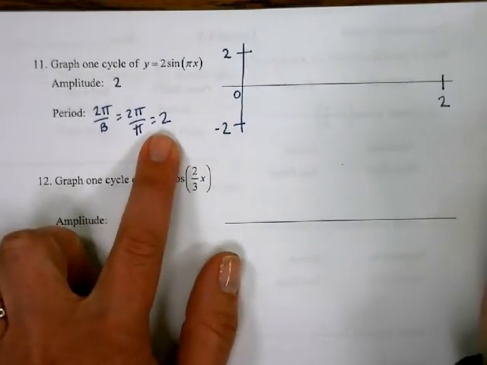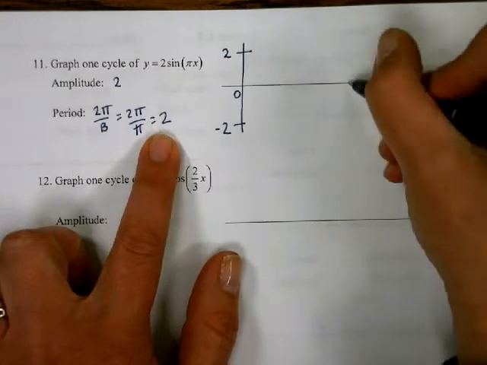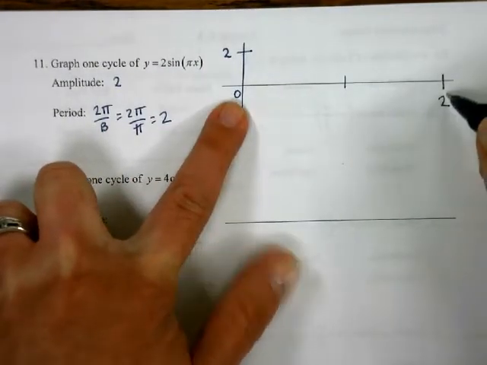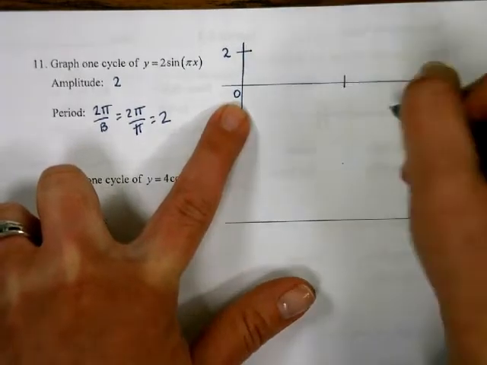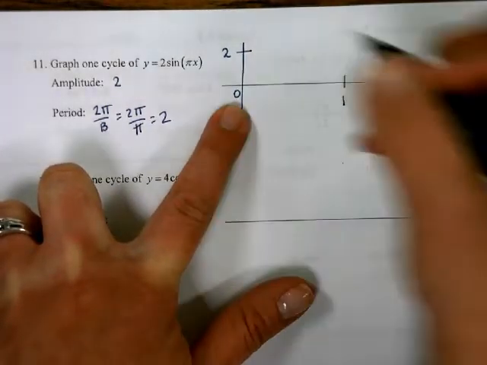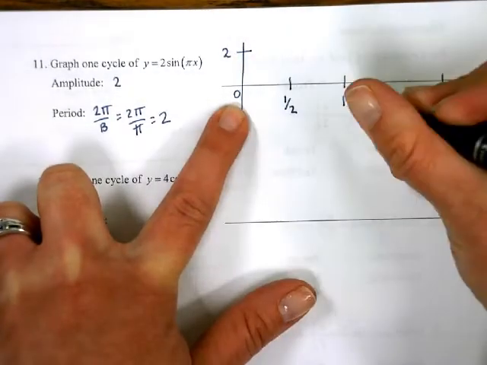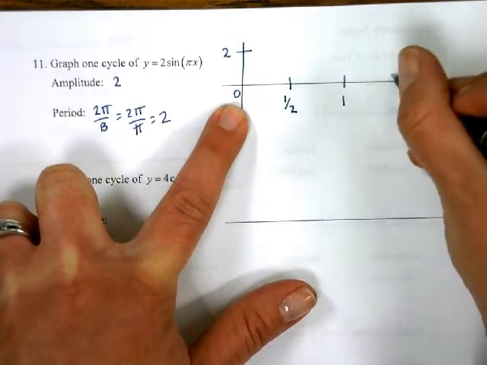Okay, so you've got 1, 2 graphed already. Then you're going to go halfway in the middle. 0 plus 2 is 2, cut it in half is 1. 0 plus 1 is 1, cut it in half is 1/2. 1 plus 2 is 3, cut it in half is 3/2.